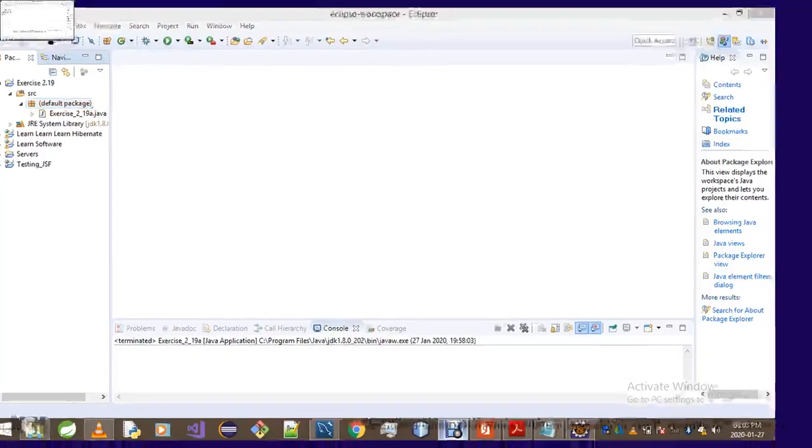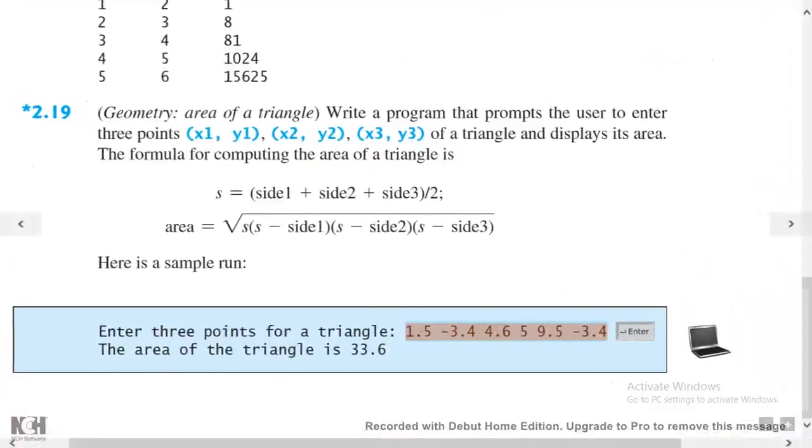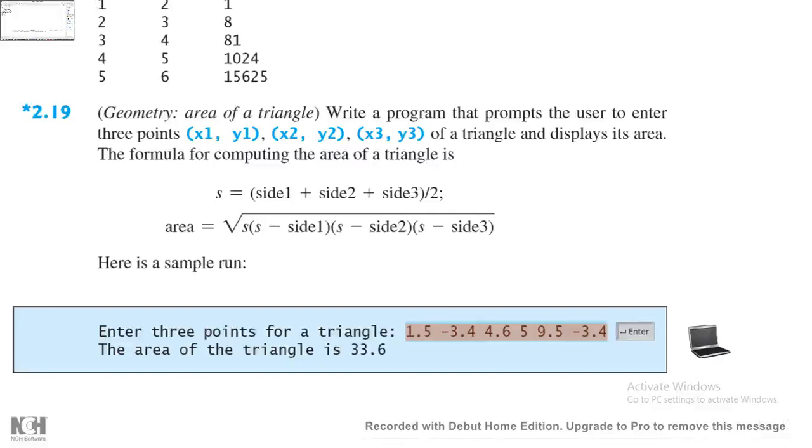So if you haven't yet seen the problem, here's the exercise. It's exercise 2.19. We have to write a program that prompts the user to enter 3 points: x1, y1, which we'll consider as our coordinates A, x2, y2, the coordinates B, x3, y3, the coordinates C of a triangle, and displays its area. The formula for computing the area of a triangle is given by that. So here is a sample run. We're also given a sample run, so you're going to use it to check whether or not our program works as intended.